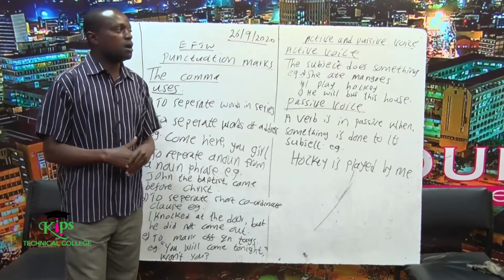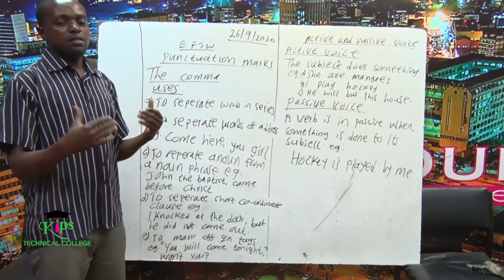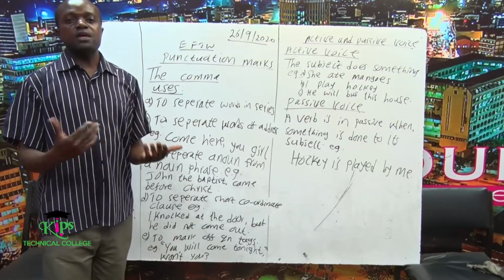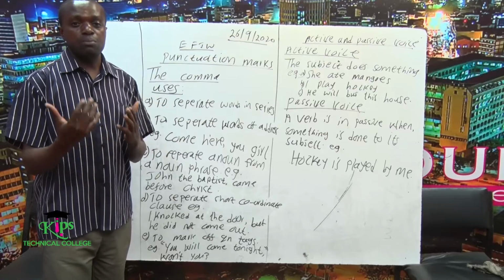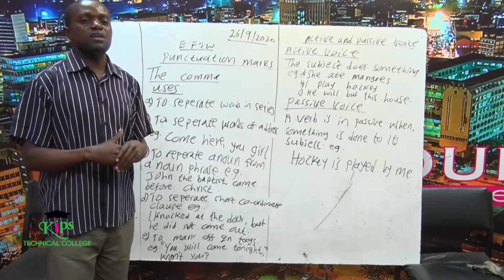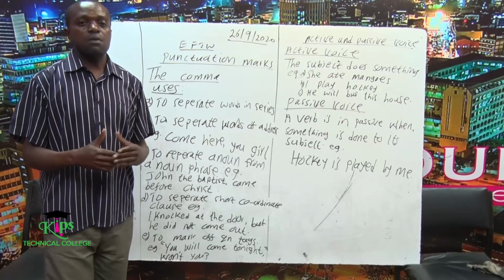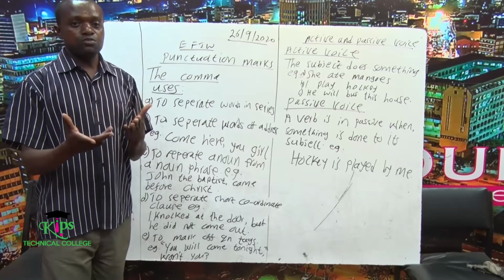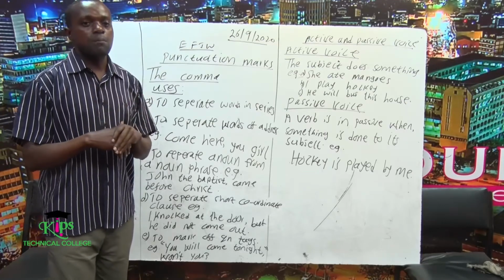And under punctuation marks, we are going to begin with what is called the comma. You know that there is no way you can communicate continuously. There is a time you have to pause, maybe for the audience to comprehend or to get a deep understanding of what we are talking about. So the comma is a type of punctuation mark that is normally used to indicate a short pause. A full stop indicates a long pause, but a comma indicates a short pause.